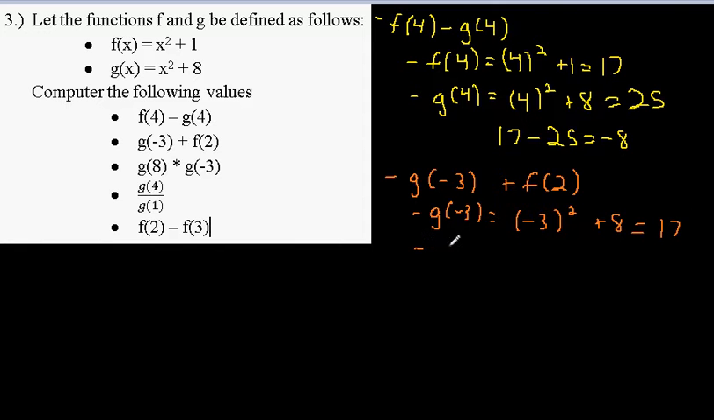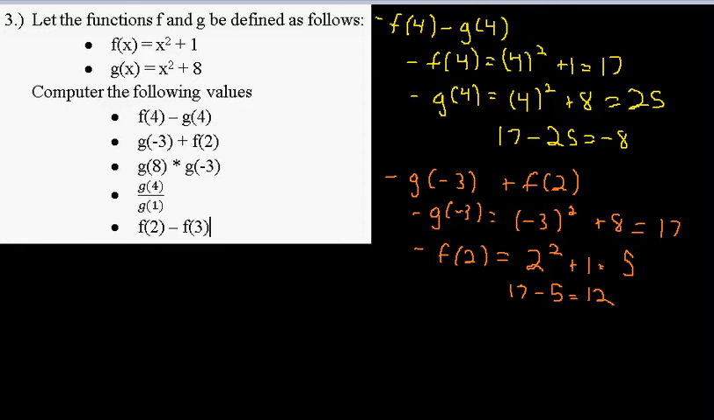And then if we calculate f of 2, f of 2 is equal to 2 squared plus 1, which is equal to 5. So g of negative 3, 1, plus f of 2, which is 5, leads us to 6.